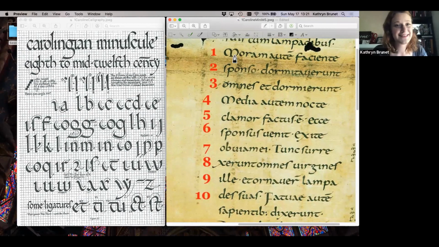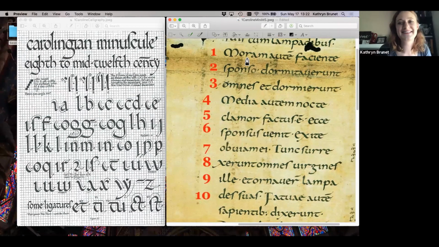This letter is conveniently capitalized for us. At the time, capitalization is not standard, so you never know if this is really capital or not, but this is a capital letter, and this is a familiar one for us. This is an M. It's very round, very curved, and you can see all of these letters on the left side are very round, curved, and take up a lot of space. Caroline minuscule takes up a lot of space. It's very wide. The next letter here is a very recognizable O.